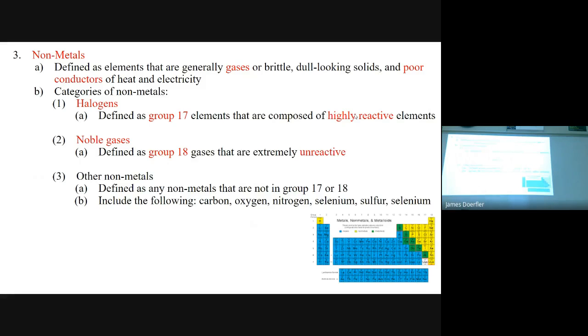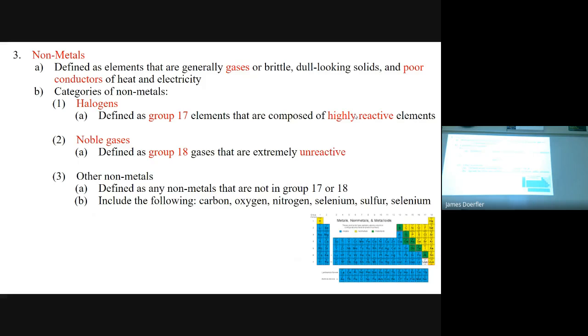The other portion, known as the nonmetals, again, there's two other portions. The second largest portion, if you will, the nonmetals, defined as elements are generally gases or brittle, dull-looking solids, poor conductors of heat and electricity. You've got halogens, noble gases that make up some nonmetals.